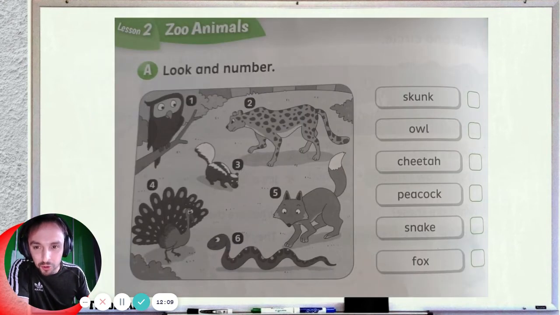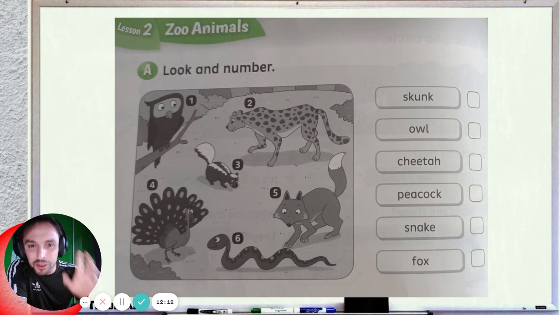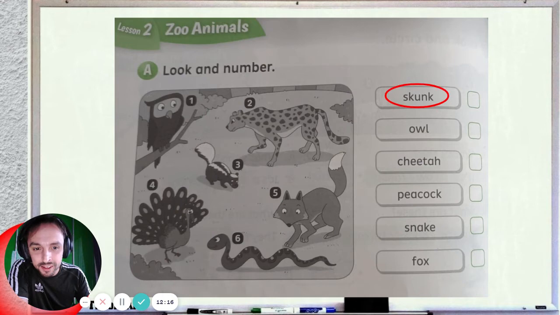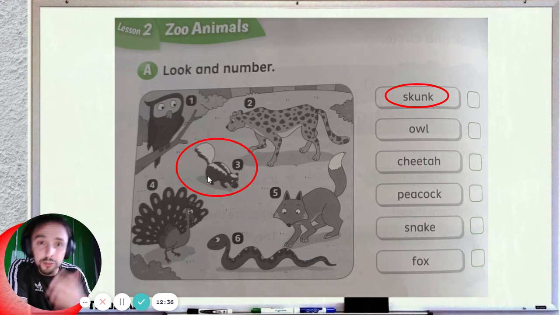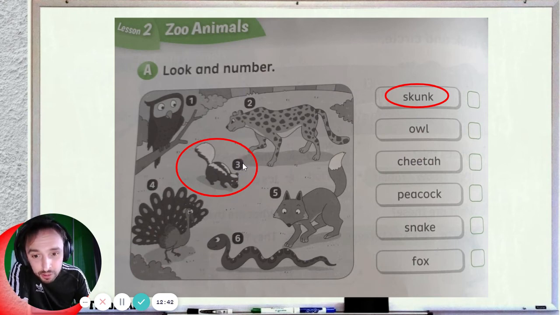Okay. So, activity A, look and number. Let's look at the first word. S-K-U-N-K. What is this word? That is skunk. Okay. Do you see the skunk? Well, here it is here. Okay, so what number is the skunk? That's right, it's number 3.